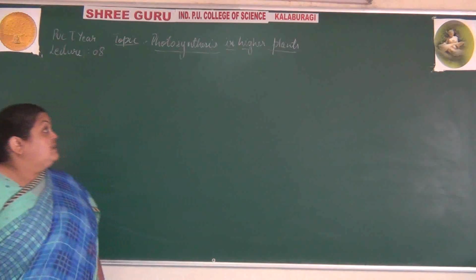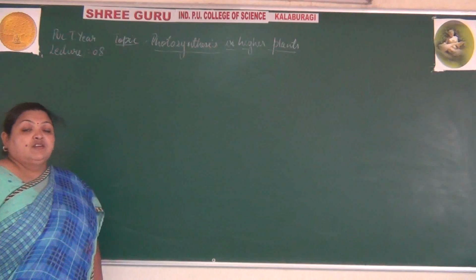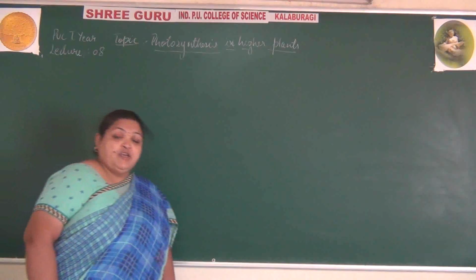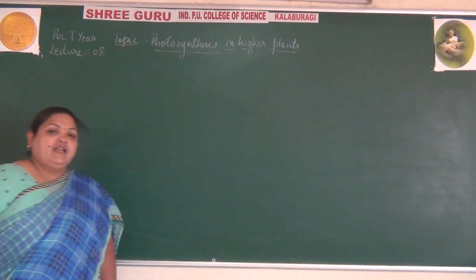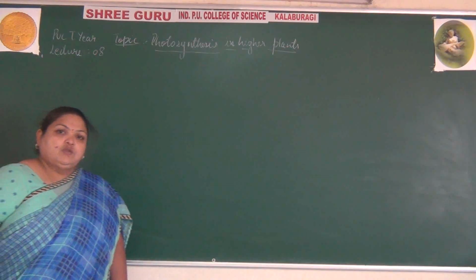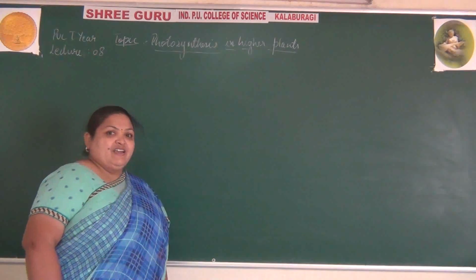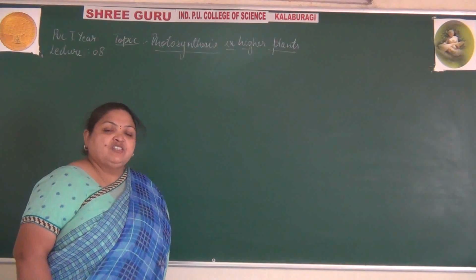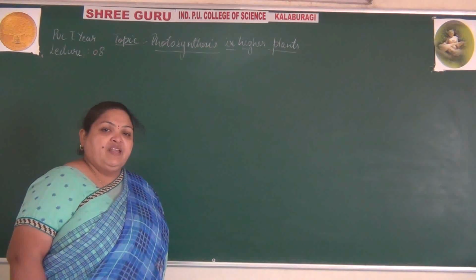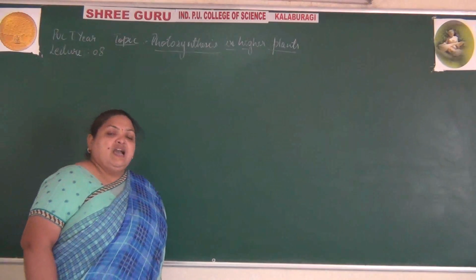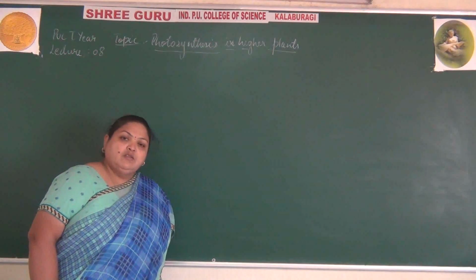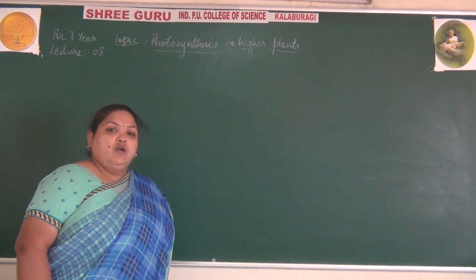We'll go to class 8, period 8 of the topic photosynthesis in higher plants. Yesterday we dealt with the C3 cycle and C4 cycle, the part of the dark reactions. In the dark reactions, the ATP and NADPH that are synthesized are used by C3 plants and C4 plants for the synthesis of glucose.